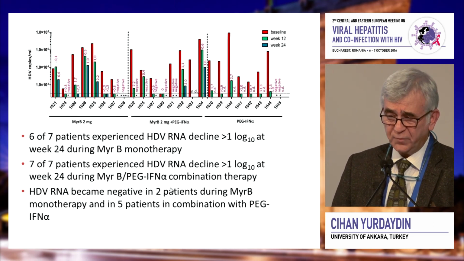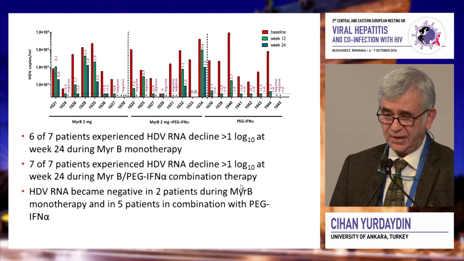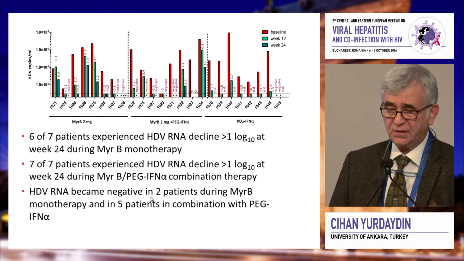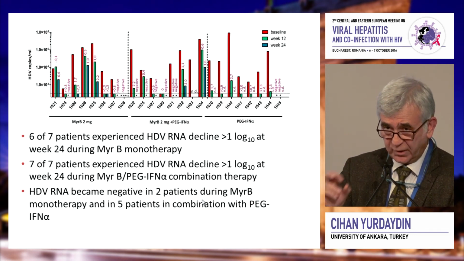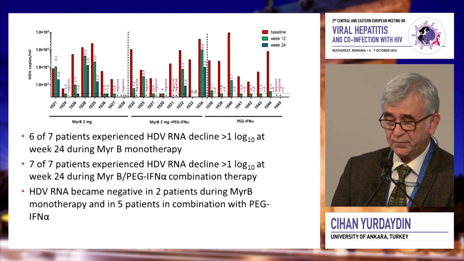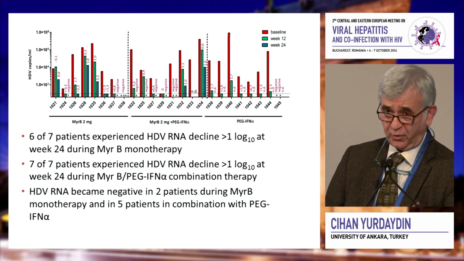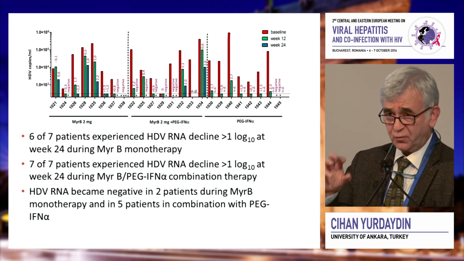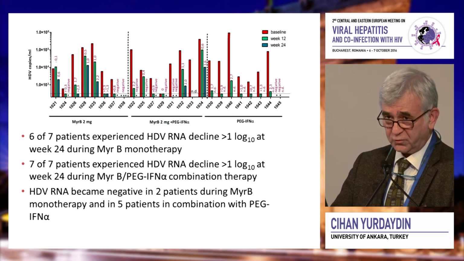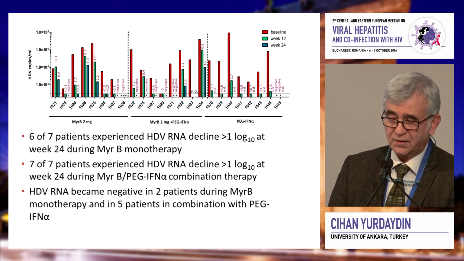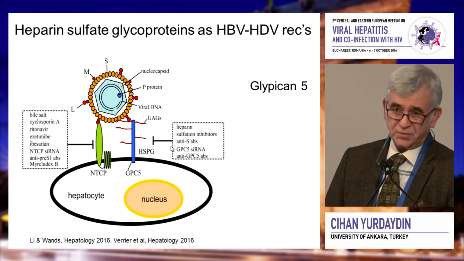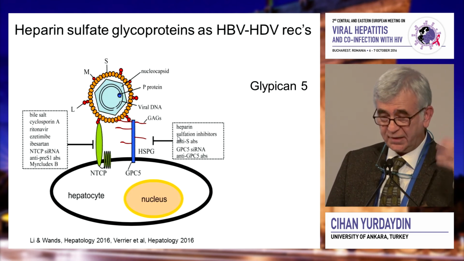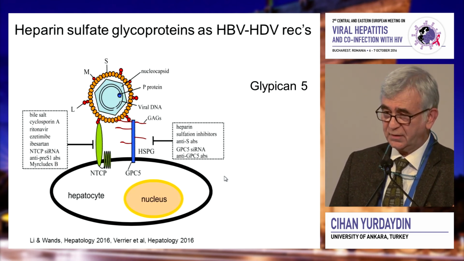And in terms of combination treatment, 7 out of 7 had this decline. HDV RNA became negative in two patients during Myrcludex monotherapy, but these were patients who had low levels of HDV RNA to start with. Now, the primary endpoint of this trial was a reduction of surface antigen of more than 0.5 logs, as I said, of surface antigen. And this was not achieved in any of the patients whether monotherapy or combination therapy. So the study showed some benefit, but not at the level the researchers were expecting.